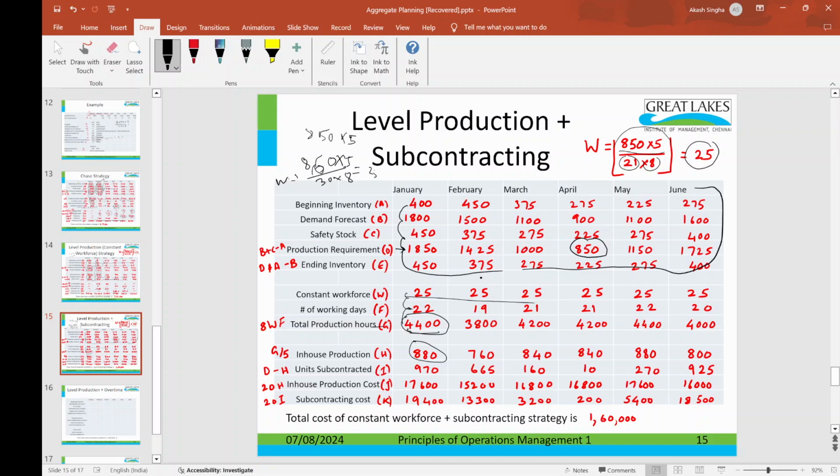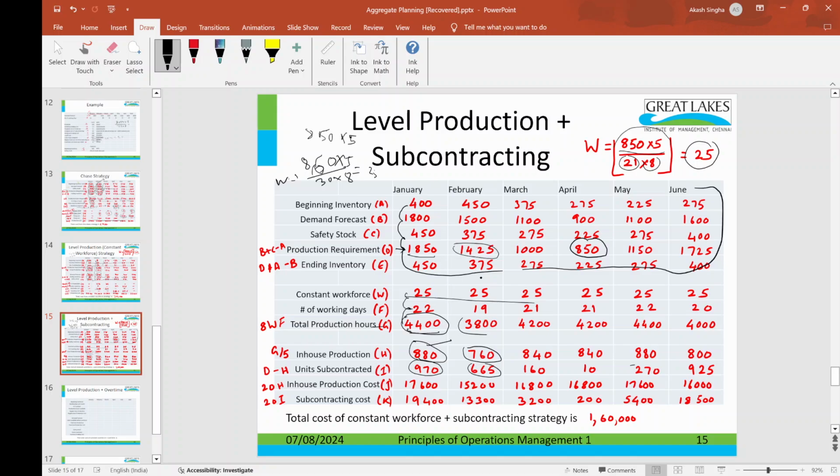How much we have to do from subcontracting is how much we actually need, 1850, and 880 we are doing already. So the difference is what we have to do by subcontracting. Similarly, 3800, 760 we are doing in-house. Total need is 1425. So 665 will be subcontracting, like this. You have to calculate for all of it.